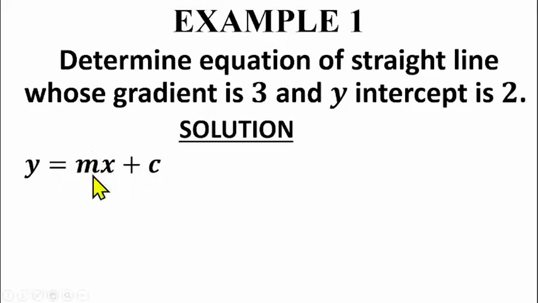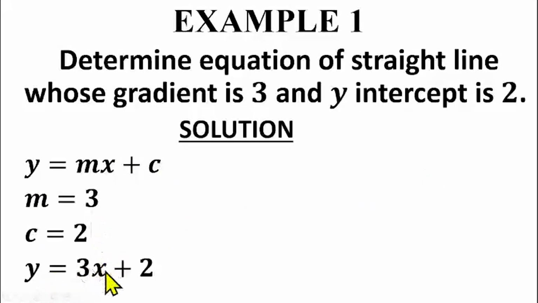We know that m represents gradient and c represents what? Y-intercept. You have been given the gradient and you have been given the y-intercept, which is 2. So substitute that into this equation. Our gradient is 3, our c is 2, which is the y-intercept. Put that into this equation. You have that y is equal to 3x plus 2.